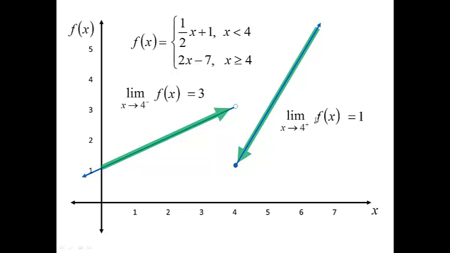Okay? Or you can say I want to do a direct substitution here. 4 from the positive side, I'm going to put 4 here, and I get 8 minus 7 is 1. From the smaller side, I can put the 4 in here. 4 times a half is 2. 2 plus 1 is 3. Okay? So is this graph continuous?